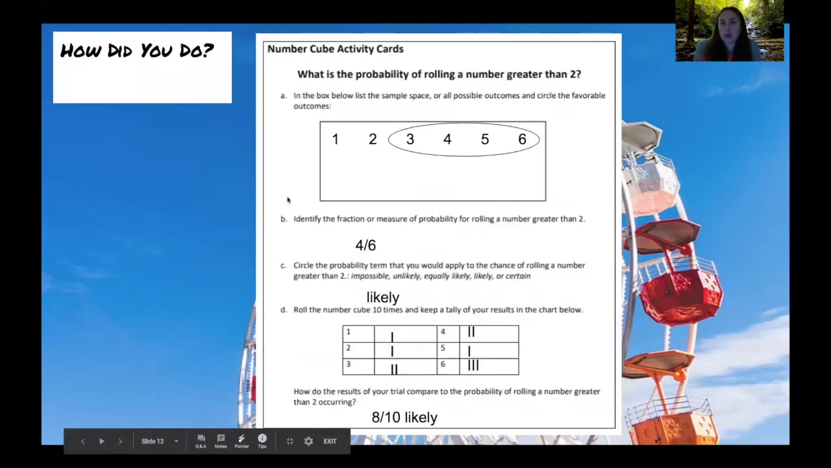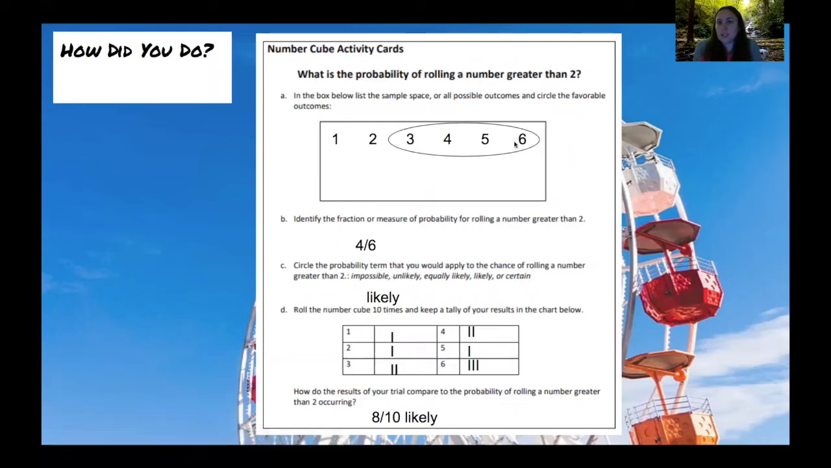All right, so how did you do? A number greater than 2. So all of our possible outcomes: 1, 2, 3, 4, 5, 6. What numbers are greater than 2? 3, 4, 5, and 6. So our fraction or measure of probability is 4 out of 6. So that's more than half. That is likely that we will roll a number greater than 2.